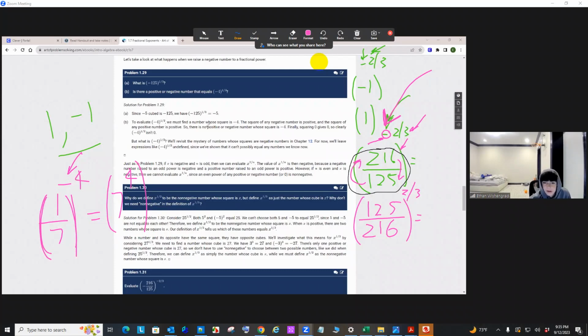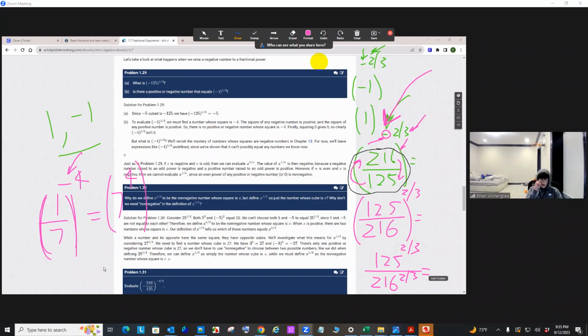So generally it's a good idea. In this case, it's absolutely the better thing to do is get that negative sign out of there by flipping the base. Now you're stuck. Now you have to do 1/25 to the 2/3 and 216 to the 2/3. So this is 125 to the 2/3, and this is 216 to the 2/3.